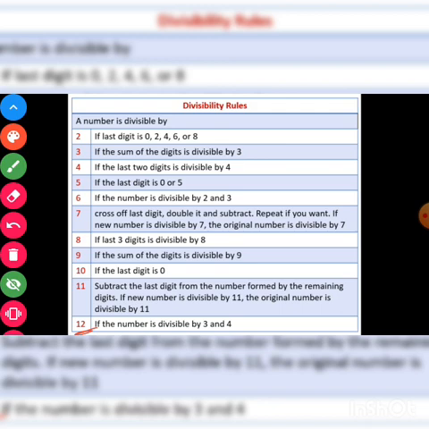So the factors of 12 are 3 and 4. 12 is equal to 3 multiplied by 4. So if the number is divisible by both 3 and 4, then only the number will be divisible by 12. So for the divisibility test of 12, what is a must? The number should be divisible by 3 and by 4, then only the number will be divisible by 12.